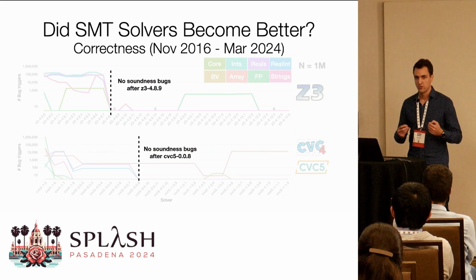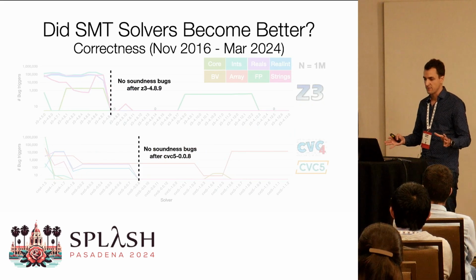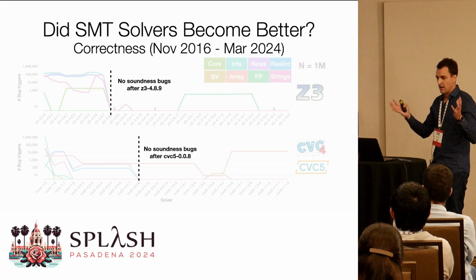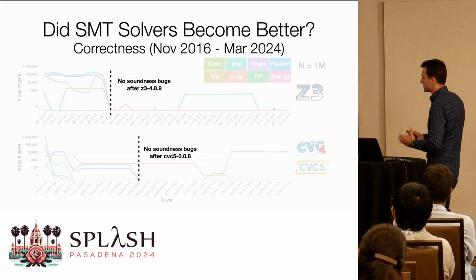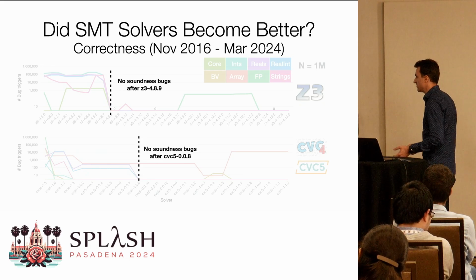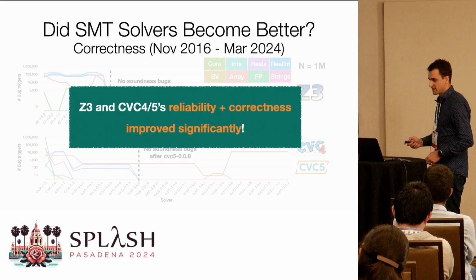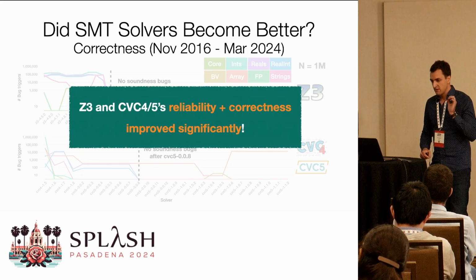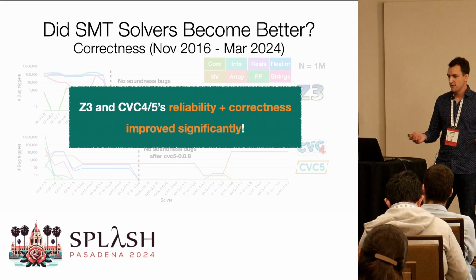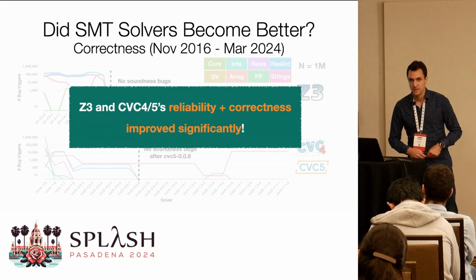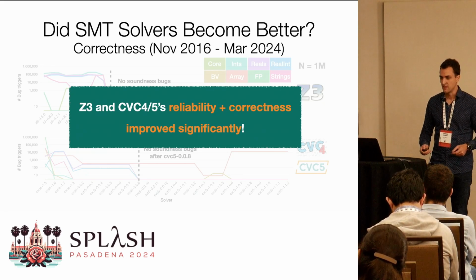We also looked at the kinds of bugs that we find, and we saw that after some specific versions of the solvers, we do not find any soundness bugs anymore. And so the point I want to make here is that Z3 and CVC5's reliability and correctness have improved significantly over the years.